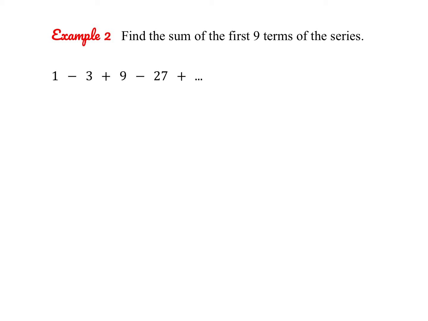All right, let's try another one together. So here again, we're going to find the sum of the first 9 terms. But first, let's look at this series. If you look at the terms, we have 1, negative 3, 9, negative 27. We know this is no longer an arithmetic sequence. It's actually a geometric sequence because now there's a common ratio. We're multiplying by the same thing to get to the next term. So this is geometric.